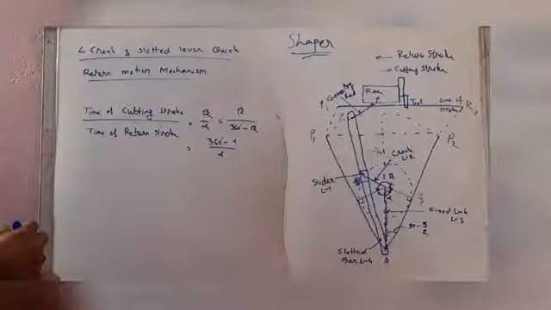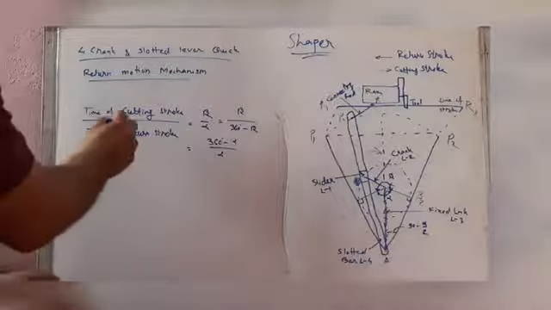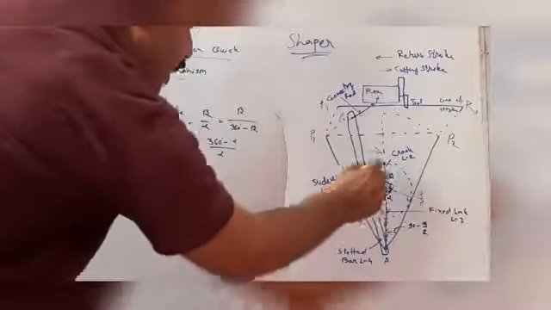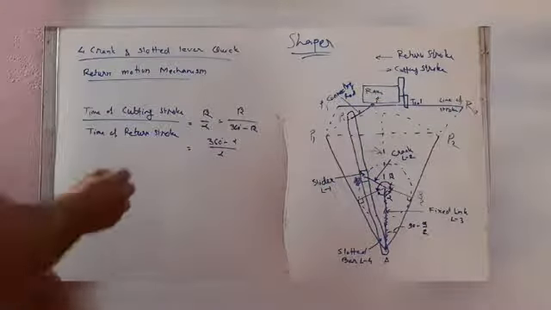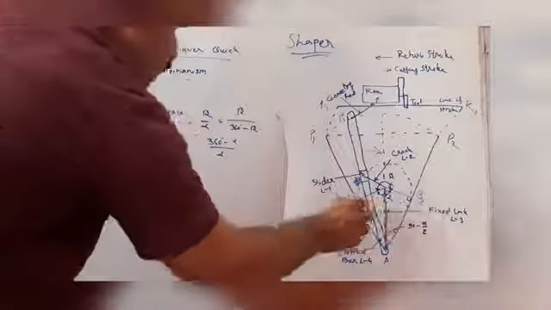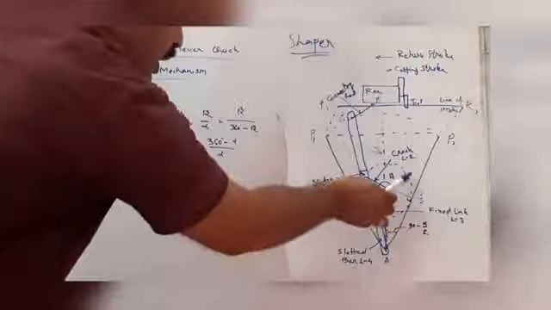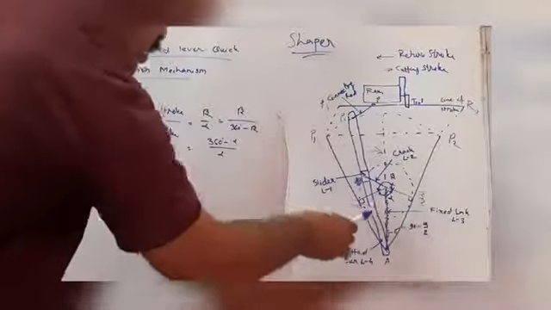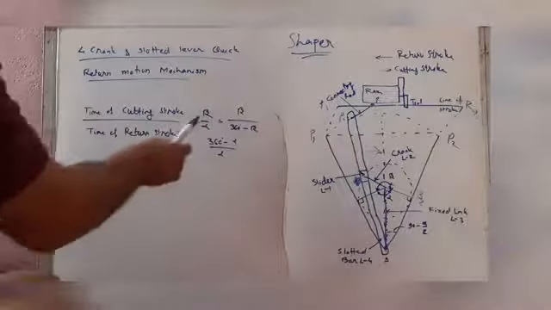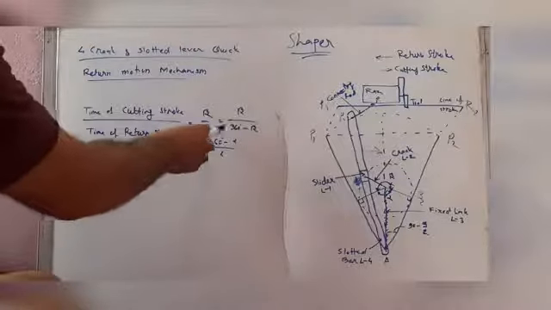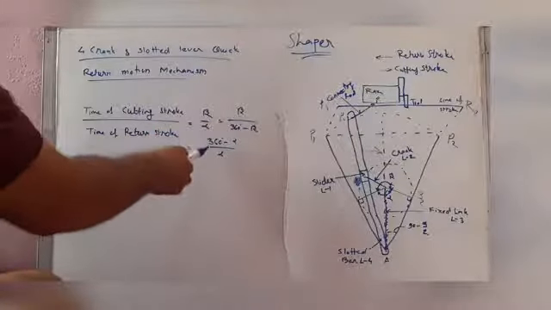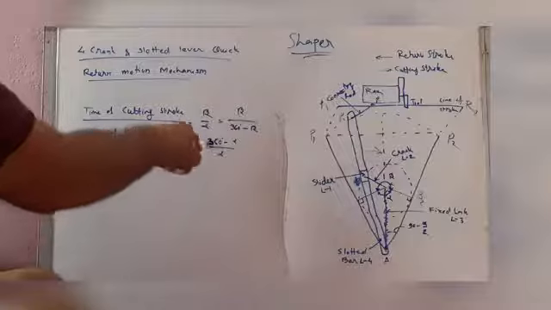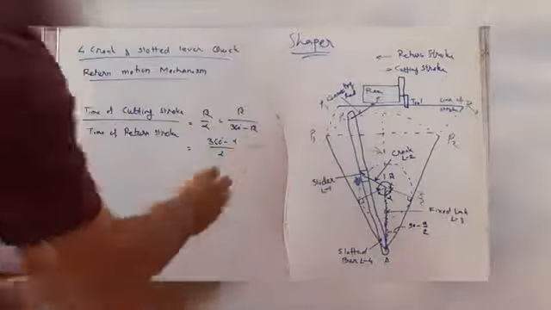Since the crank has uniform angular speed, the time of the cutting stroke is beta, and the time of the return stroke is alpha. We can see this beta is more than alpha, which means the cutting stroke is longer and the return stroke is shorter. Beta can be replaced by 360 minus alpha, and alpha by 360 minus beta. If the angle alpha is given, we can calculate with this equation.